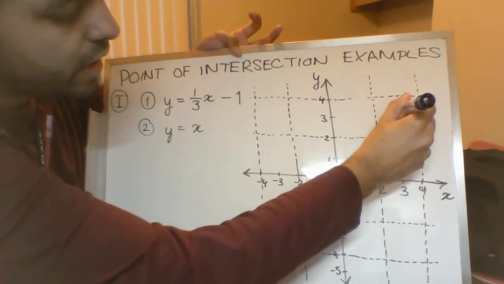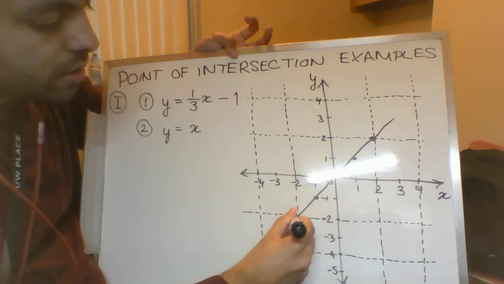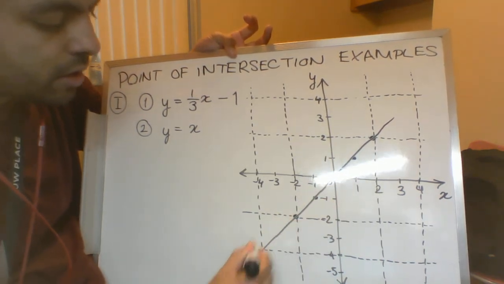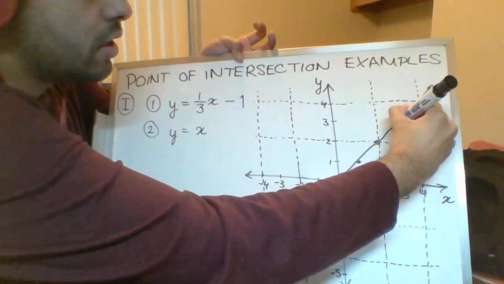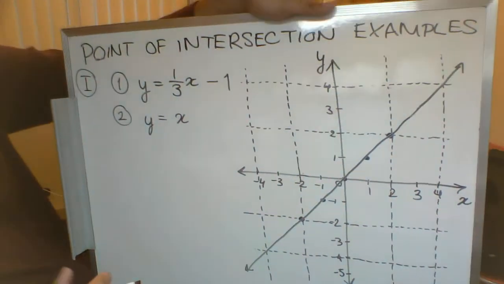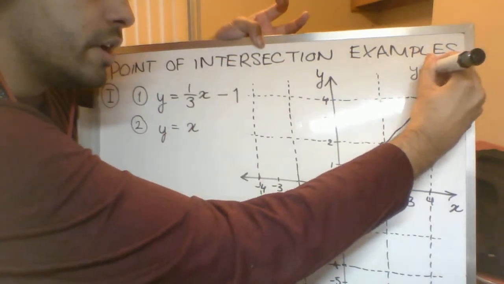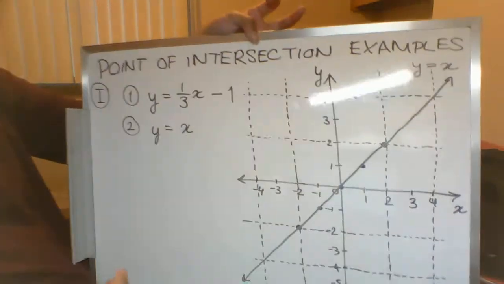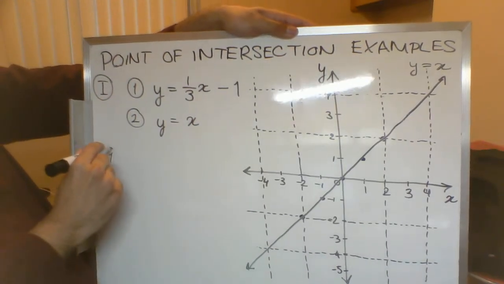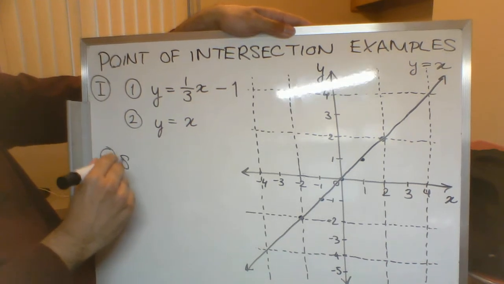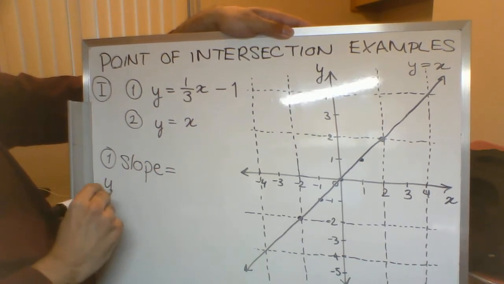And so then we can just go ahead and connect those, and we get something that looks like this. And we'll just extend that out to the other edge. And there we go. That's our line y equals x, graphed out and ready to use. Now let's plot the other one. So for equation 1, we need to find the slope and we need to find the y-intercept before we can do anything else.